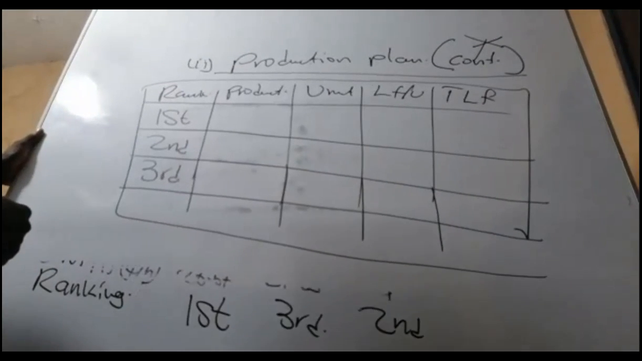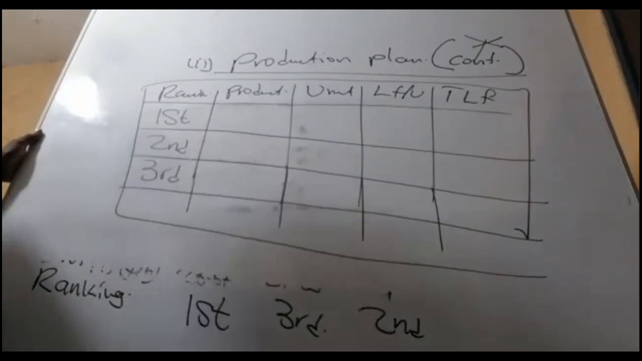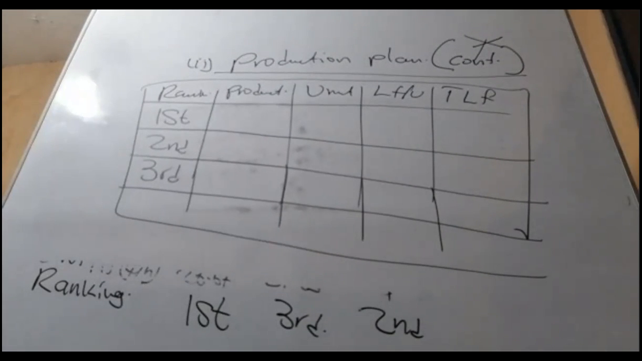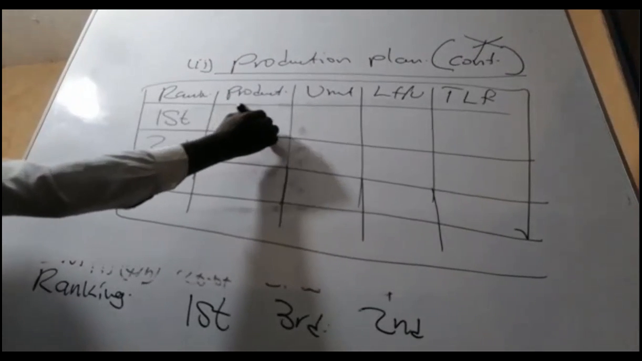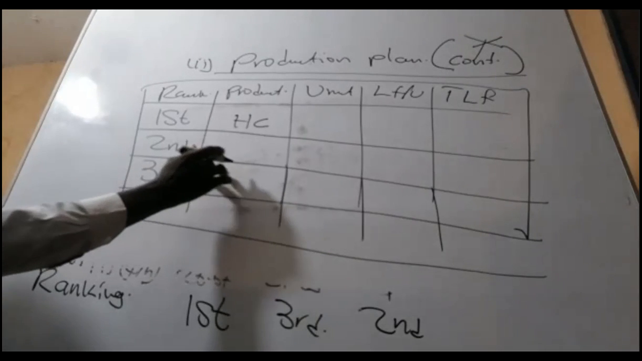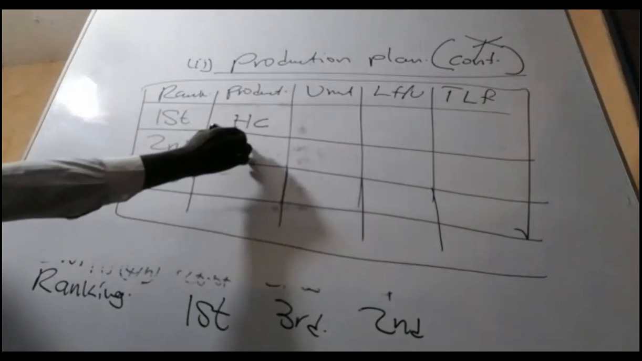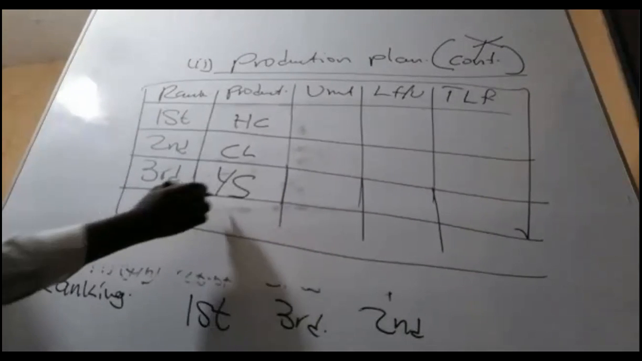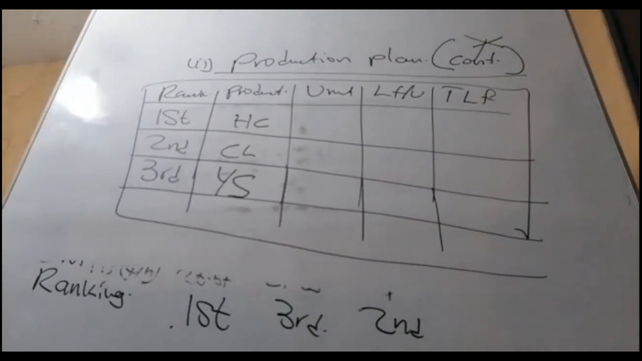So what we do is we will start. Okay. So the first product was what? AC, right? AC is called first. And then the second product was CL, right? And then YS is confirmed for me. First was AC, second was YS, third was CL.